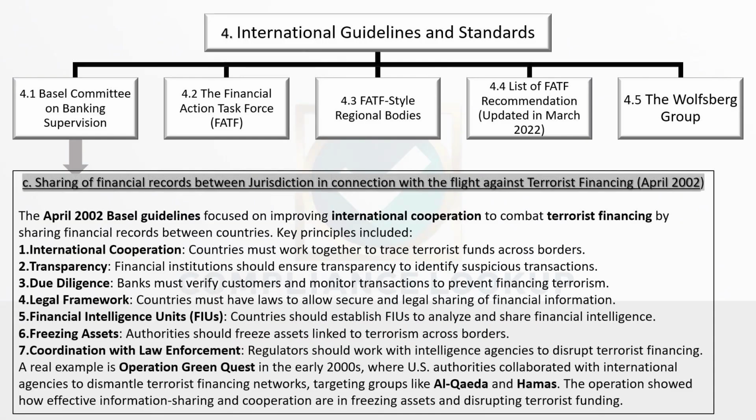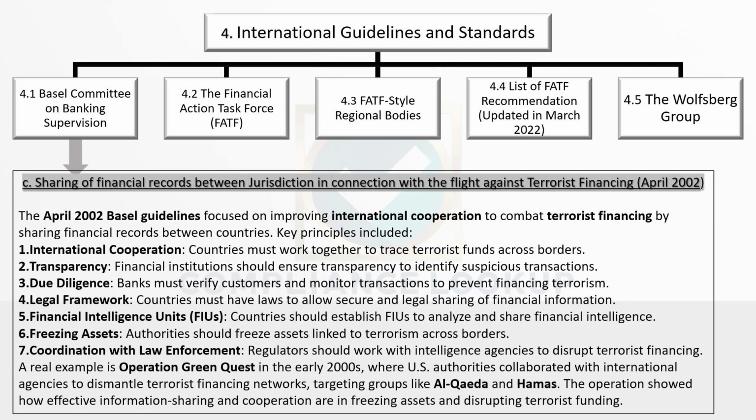Now coming to this, the sharing of financial records between jurisdictions in connection with the fight against terrorist financing. This is a set of guidelines developed by the Basel Committee on Banking Supervision to help countries and financial institutions cooperate in combating the global issue of terrorist financing. The guidelines highlight the importance of sharing financial information across borders to prevent and detect terrorist activities, as terrorism financing is often cross jurisdictional and requires international coordination.